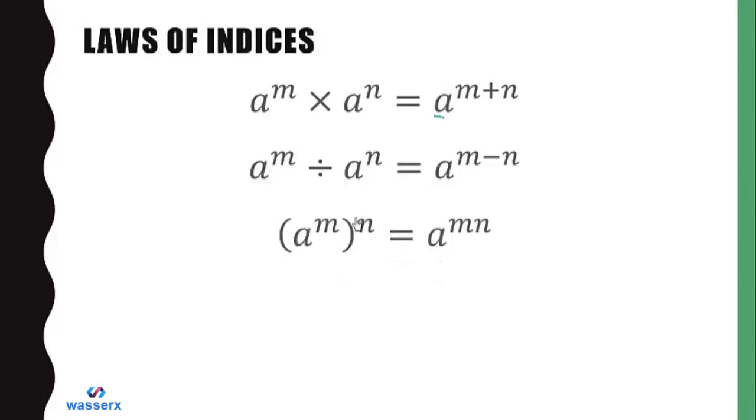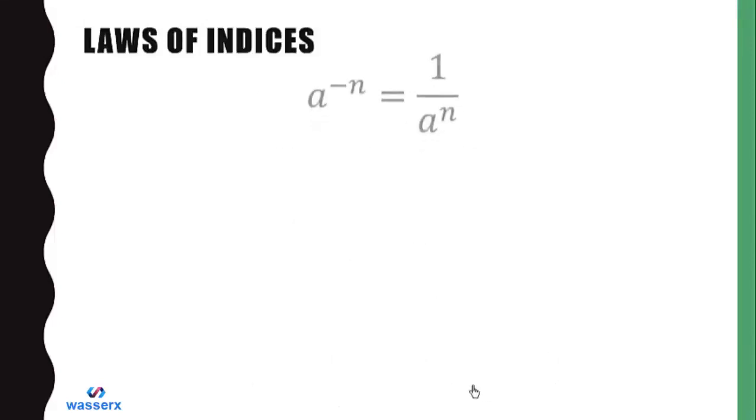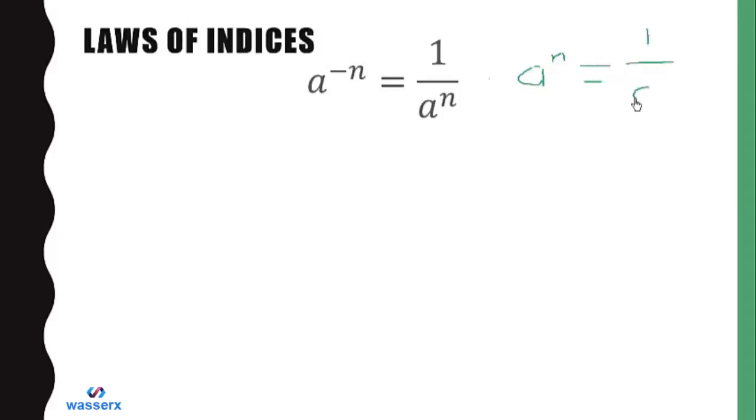If we have a number in the index form already and it is multiplied itself n times, then it is written as a to the power mn. And any number to the power 1 will give us the same number. Any number to the power 0 will give us 1 for a not equals 0. We have a number raised to the negative index over here. It is the same as the reciprocal of the number, then to the positive index. So this is the same as a to the power n is equal to 1 over a to the power negative n.